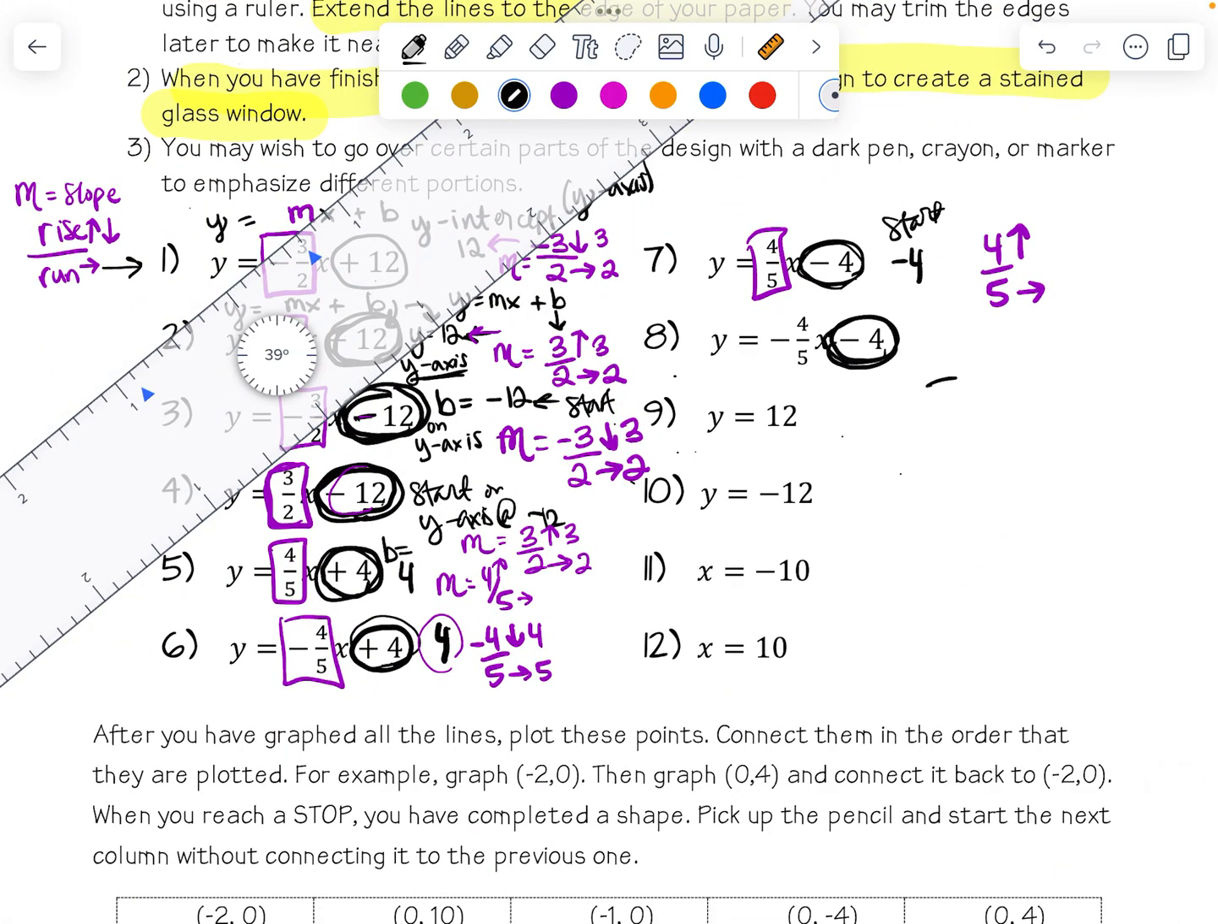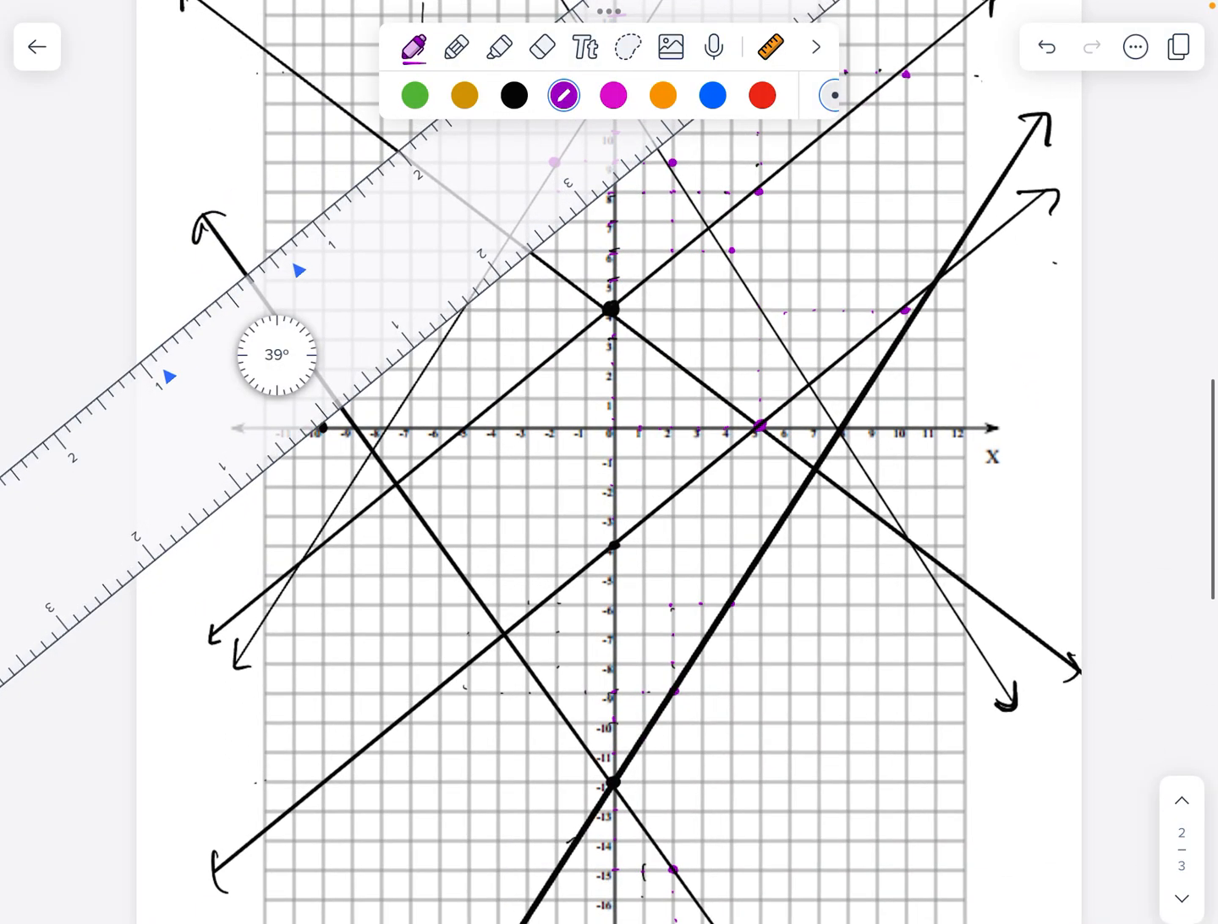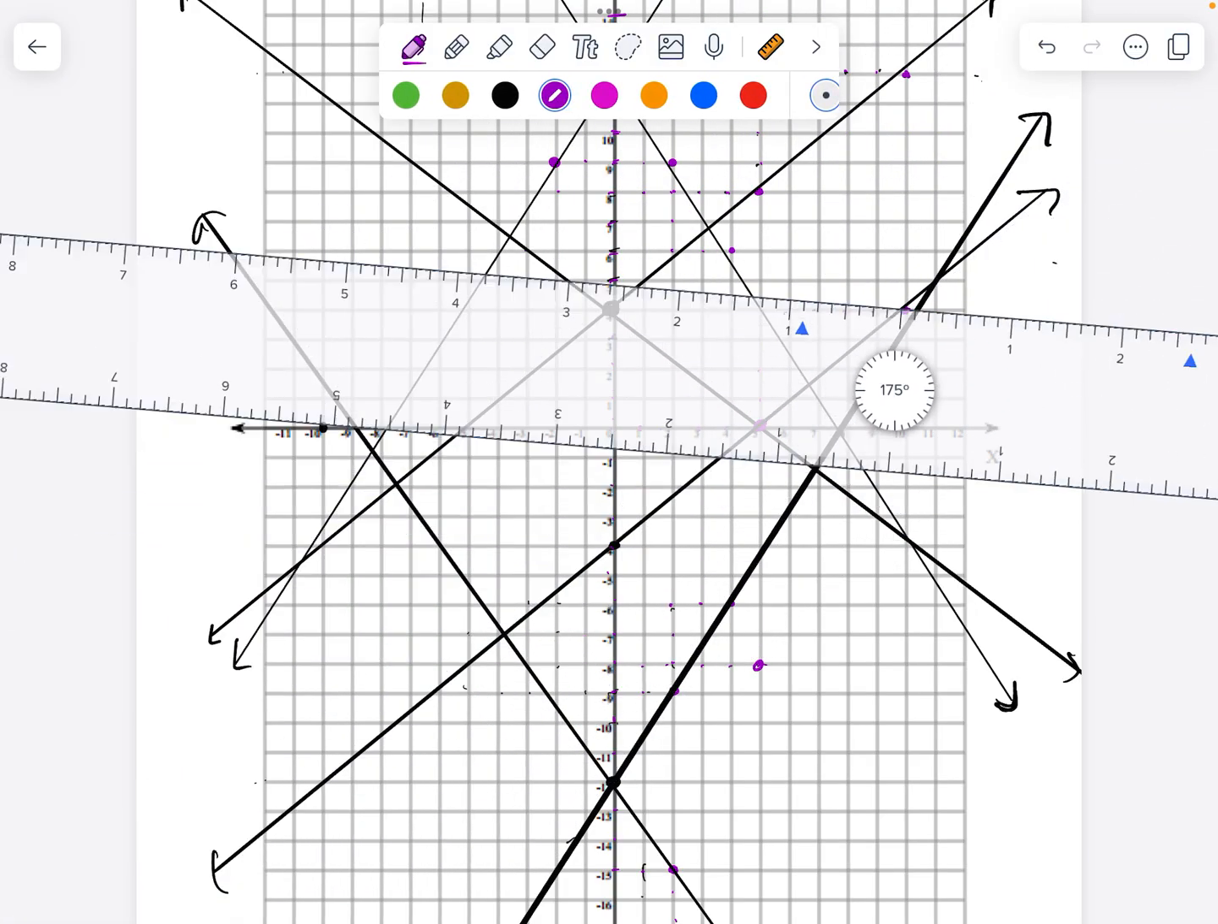Next, here we're at -4 again, same spot, and now we're going to go down 4 over 5. At -4, down 4 over 5. 1, 2, 3, 4 over 1, 2, 3, 4, 5. There we go. 2 points.